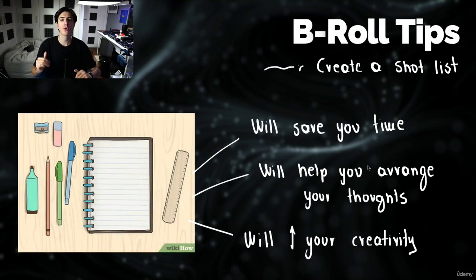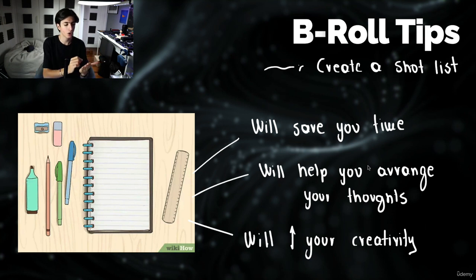The final tip that I have to give you is that you need to create a shot list. A shot list is a very basic list of some things that you need to capture outside in the field, which you create beforehand. So the day, for example, before the shoot. This will save you a lot of time. It will help you arrange your thoughts and actually brainstorm more ideas as you're writing down your shots.